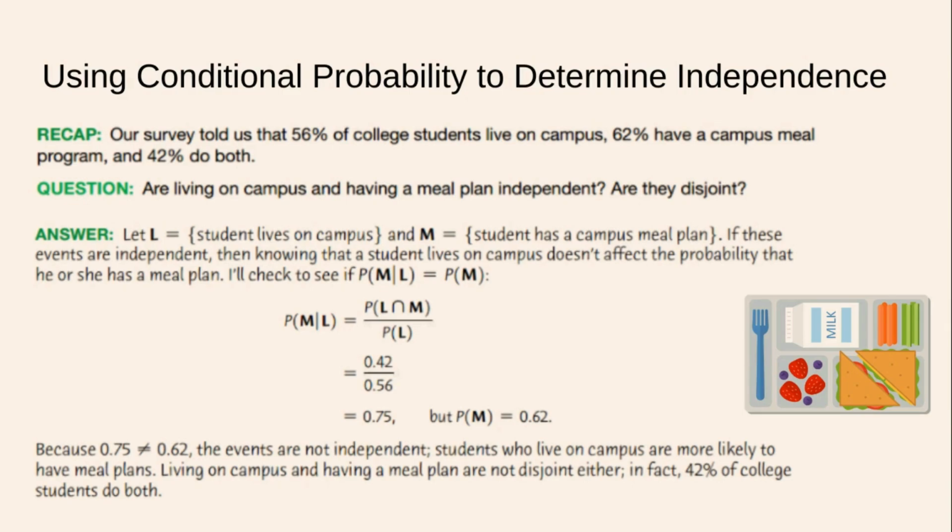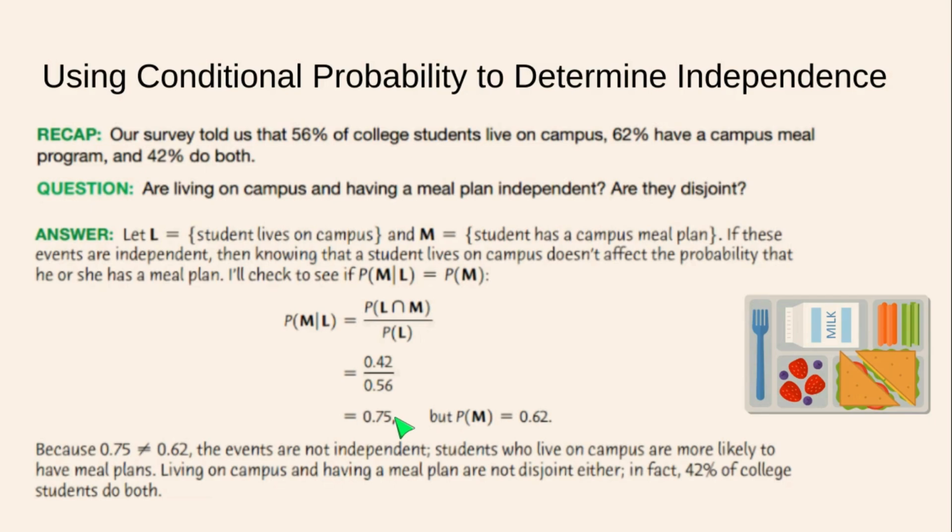So, here's the book's answer, and I think it's very thorough and helpful. Let L be the students that live on campus and M be the students that have a meal plan. If these events are independent, then knowing that a student lives on campus doesn't affect the probability that he or she has a meal plan. So we'll check to see if meal plan given living on campus is the same as having a meal plan in the general sense. Probability of meal plan given living on campus is probability of both, which is our 42%, over the probability of living on campus. That's 42 out of 56, which is an even 75%.